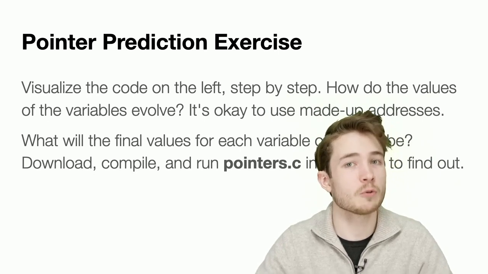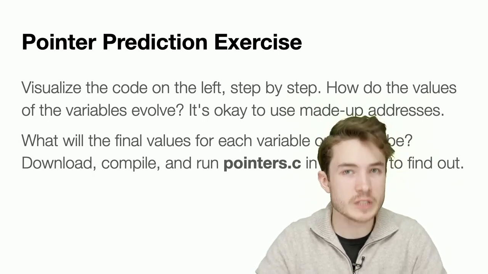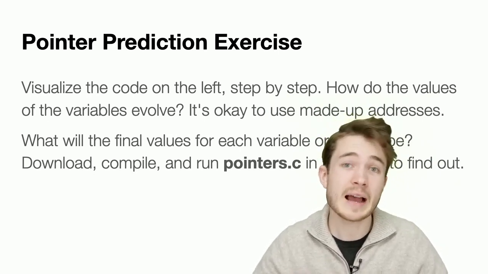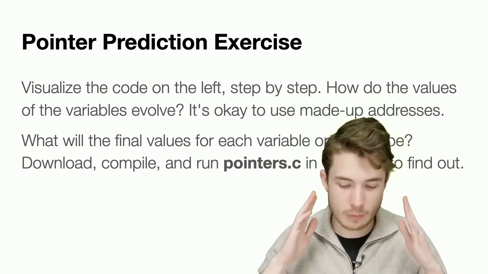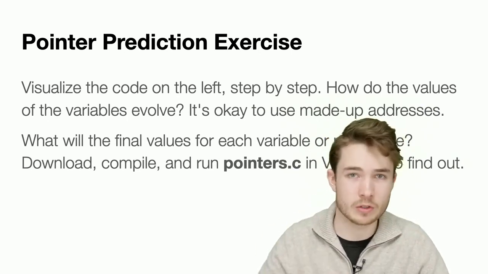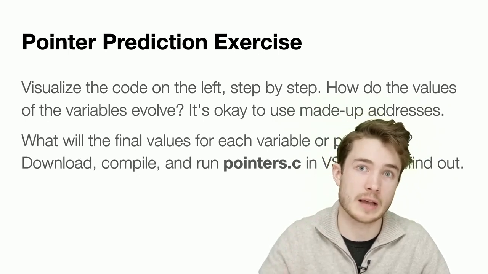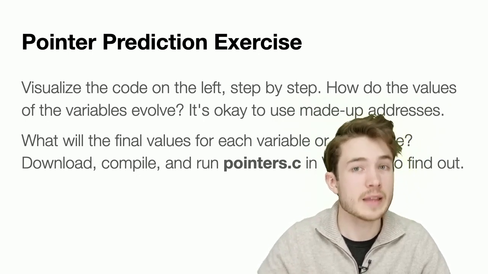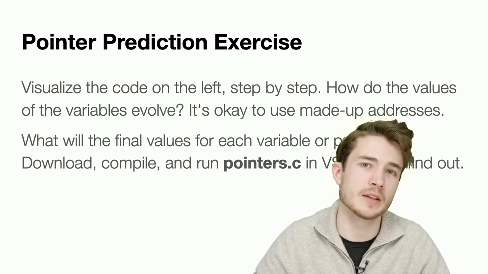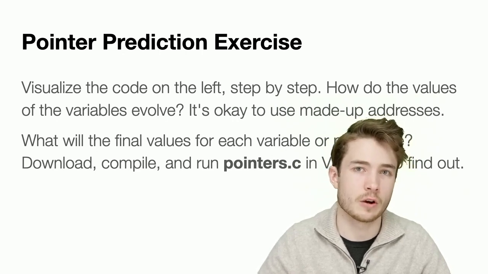And I encourage you, before you run this file, to read through the code line by line and act like a computer. In your mind or on a piece of paper, write down what's the value of A, what's the address of A, for example, inside this pointers.c file. And then, once you've done that, go ahead and run it and see if your assumptions are correct.